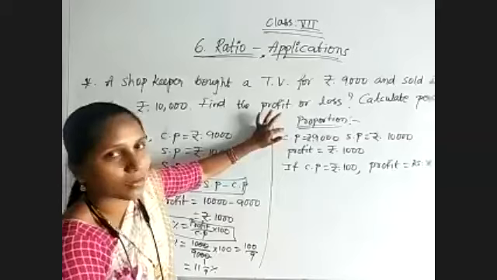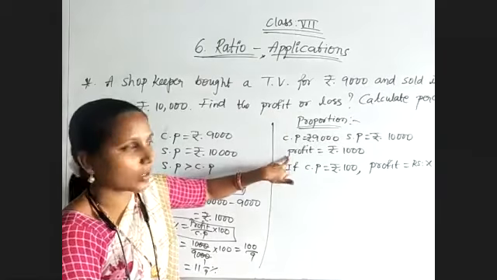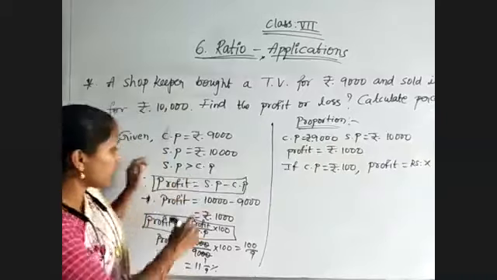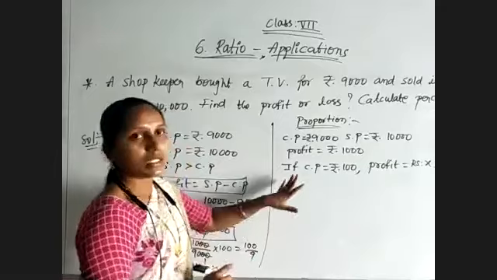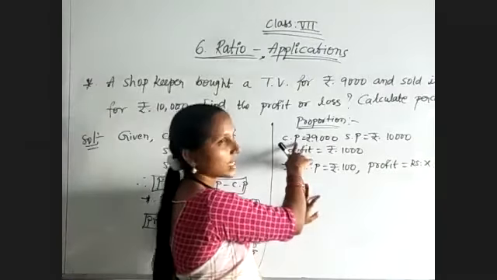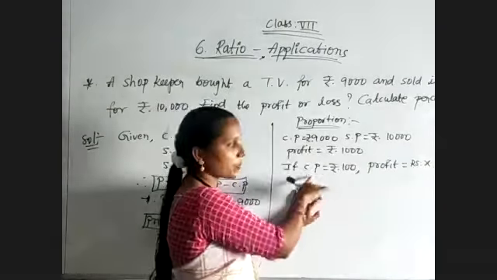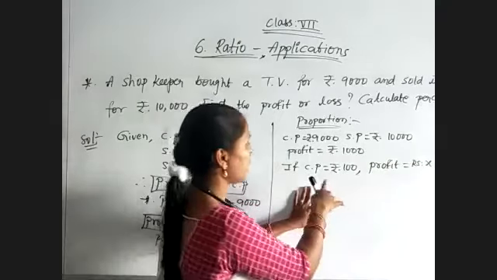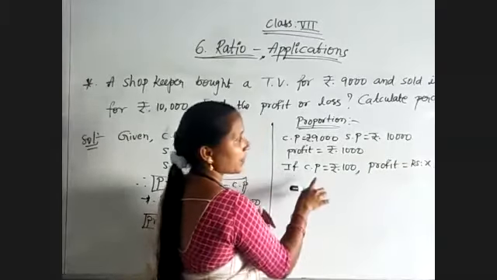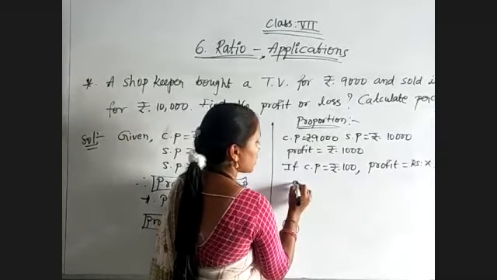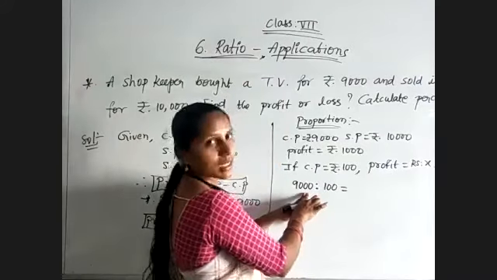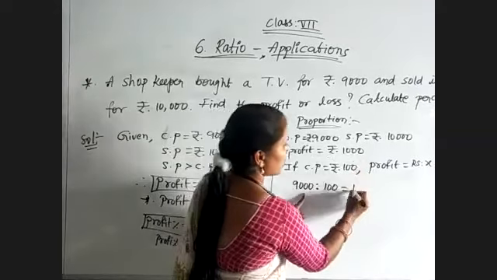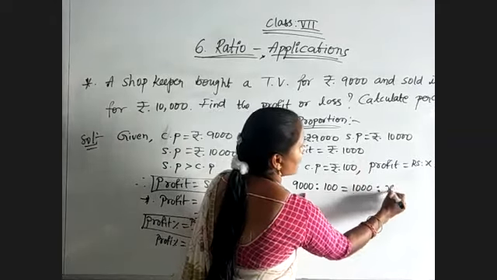By using the first two values, it is very clear that he is getting a profit only. That's why first we need to find out the profit, and after that, the profit percentage. When CP is 9,000, he gets 1,000 rupees profit. If CP is 100 rupees, how much will the profit be? Using proportion, 9,000 rupees is to 100 rupees equals 1,000 rupees profit to X.